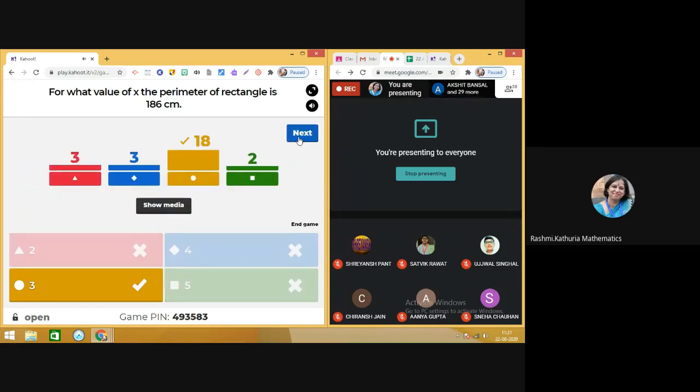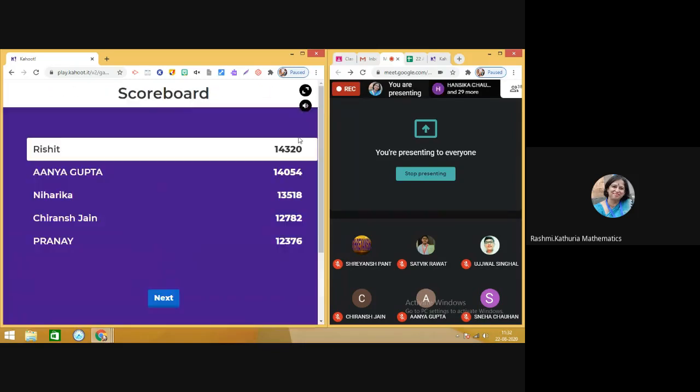So here we can see that the answer to this question is 3. We have to find the value of x. Here you were given the length and breadth, 5x plus 6 and 2x plus 66. So perimeter is 2 into L plus B. So you get the linear equation as 2 into 5x plus 6 plus 2x plus 66, and the perimeter is 186. So the equation is 2 into (5x plus 6 plus 2x plus 66) is equal to 186. And you were supposed to simplify this. So the answer is 3. Moving on to the next.